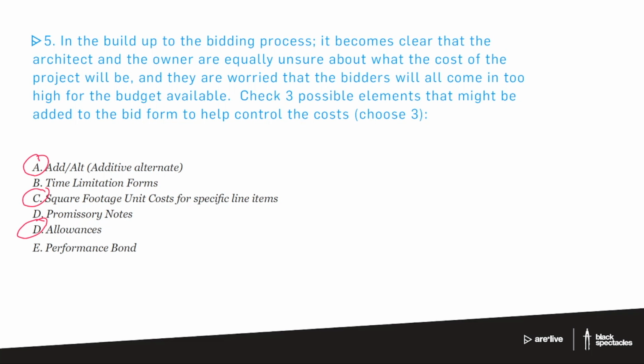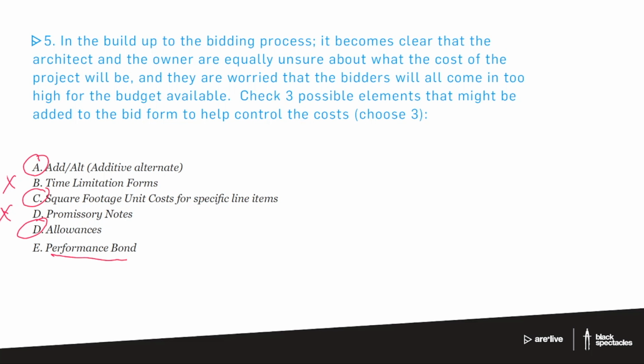Time limitation forms is a made-up thing, but it's kind of an interesting one. Promissory notes is something completely different, financial, but completely different. Performance bond I'll come back to in just a second. That one is actually potentially a pretty good answer, but I think allowances in this setup is actually a little bit better of an answer.